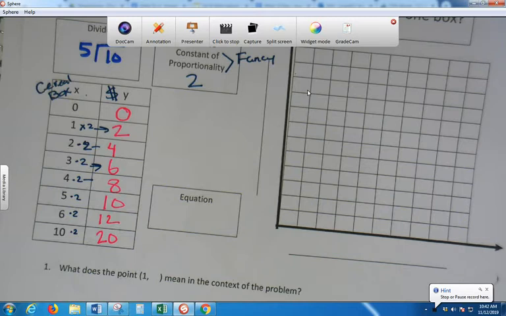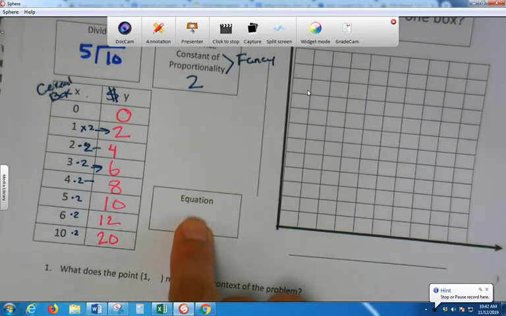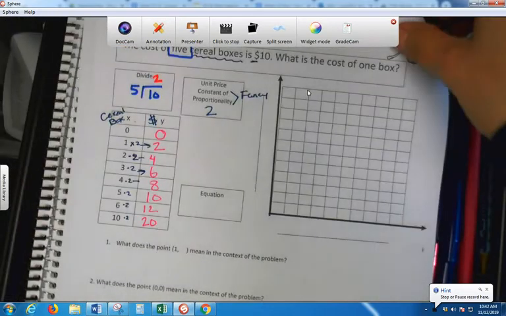Doubling also works. What's double 2? 4. What's 4 doubled? 8. What's 5 doubled? 10. So what's 10 doubled? 20. It's doubling. We're going to skip the equation for today. I'll show you that tomorrow. Okay, let's do the graph.